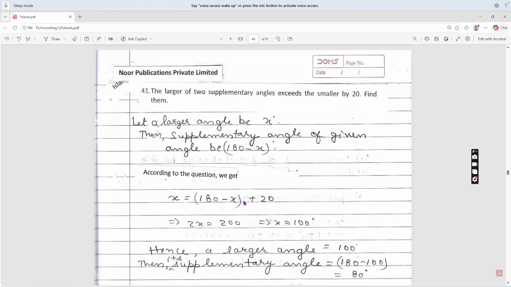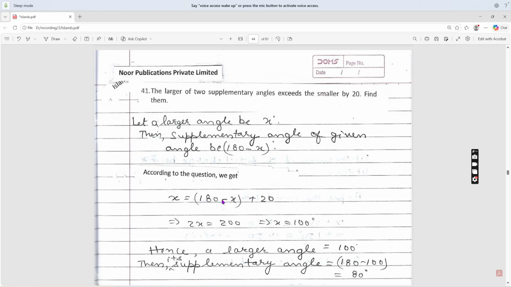So this is a linear equation in one variable only. That is the beauty of this question. It is an amazing question. The larger of two supplementary angles, larger means x, exceeds the smaller by 20. Exceeds means plus 20, and the smaller angle is 180 minus x.